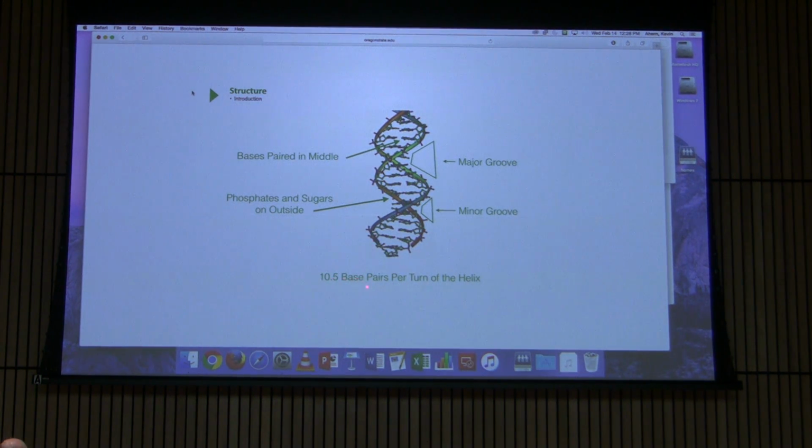Another feature of the B form of DNA is the number of base pairs per turn of the helix, meaning when the helix repeats itself, like I started here, I go up here and it repeats itself here, I will have found that there's 10.5 base pairs. Meaning if I wanted to get an even number, I'd have to go 2 full turns to get 21 base pairs of DNA. So there's 10.5 base pairs per turn of B form of DNA. Very important number that we'll see a little bit about later.